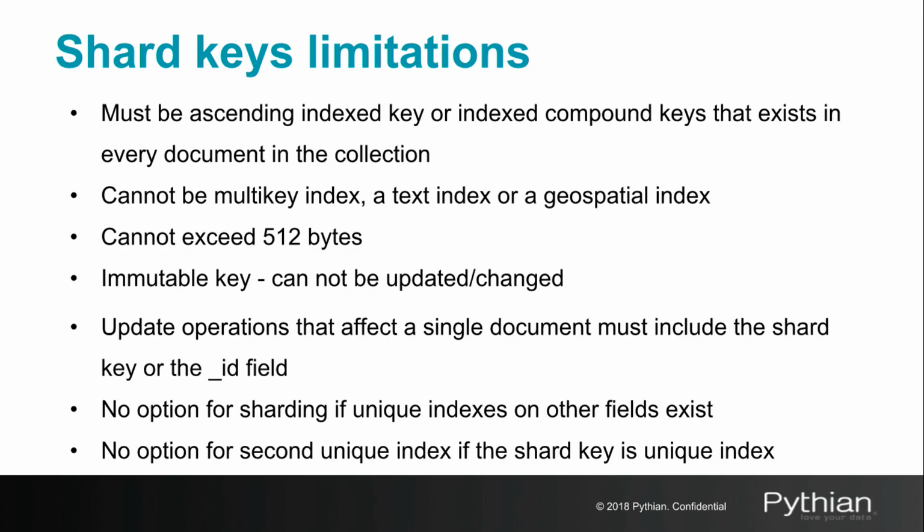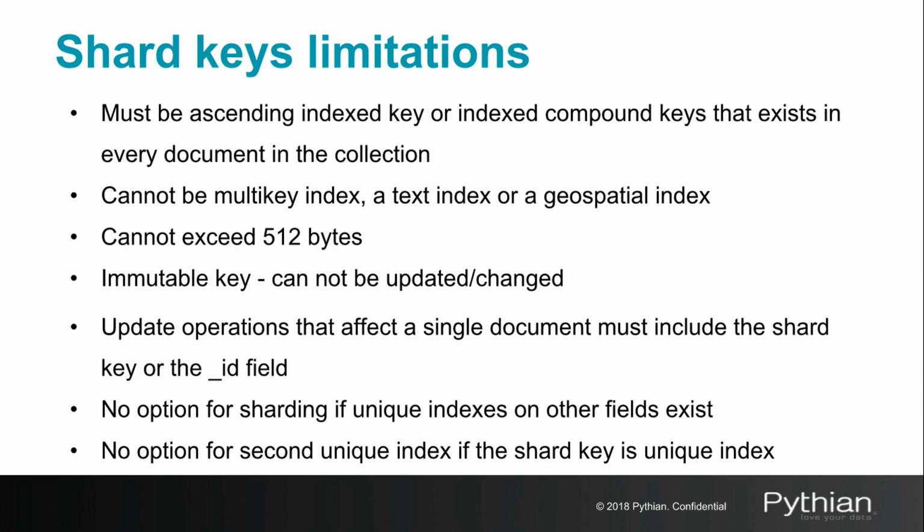Some of the shard key limitations are that it must be an ascending index key or index compound key that exists in every document in the collection. Compound keys are only allowed for range-based sharding. Hash-based sharding can only have a single index key.